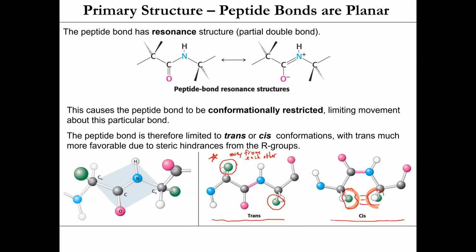So just to review, peptide bonds have planar characteristics based on the resonance structure, and this causes them to be conformationally restricted, and the trans conformation is much more favorable thermodynamically.